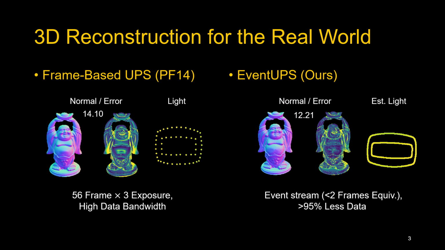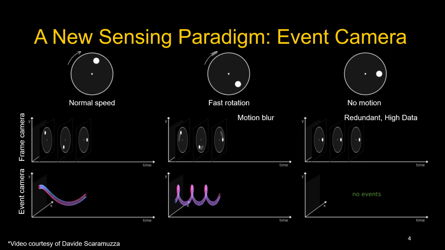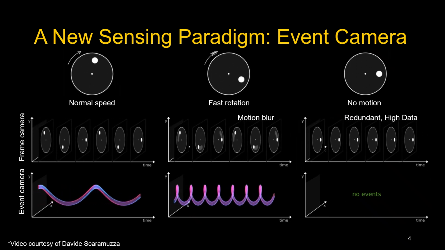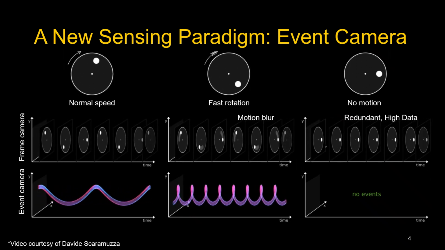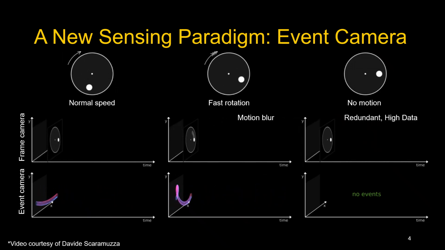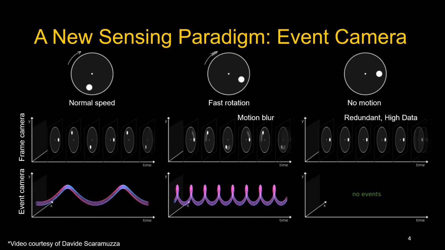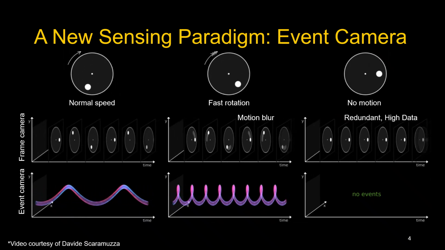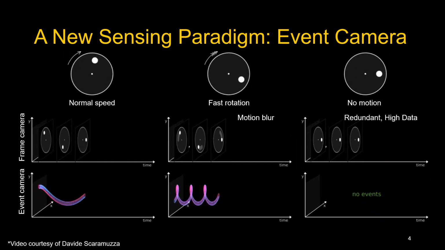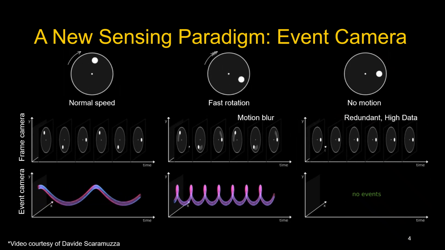camera. Unlike a traditional camera that captures redundant frames at a fixed rate, an event camera is bio-inspired. It asynchronously reports only when and where brightness changes. This makes it incredibly fast, data efficient, and immune to motion blur, as this video shows. So, can we simply combine the detail of photometric stereo with the efficiency of an event camera?